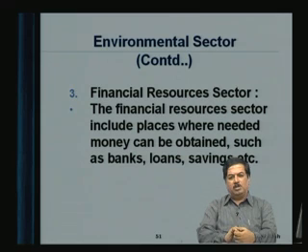Apart from human resource and raw materials, the third one is the financial resources. The financial resources include the ways the required money can be obtained. It could be the banks, the loans, the savings of different people, the donations, the grants. These are the financial resources which the organization has to get from its environmental elements.